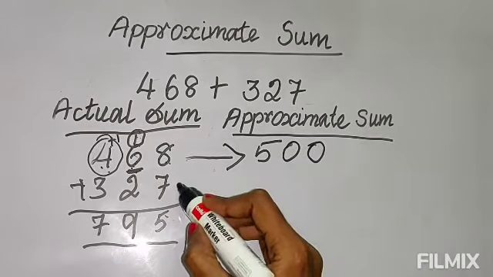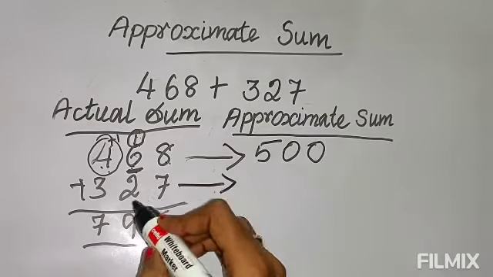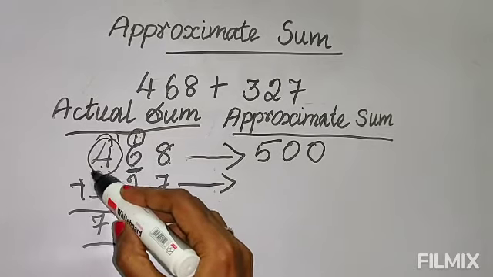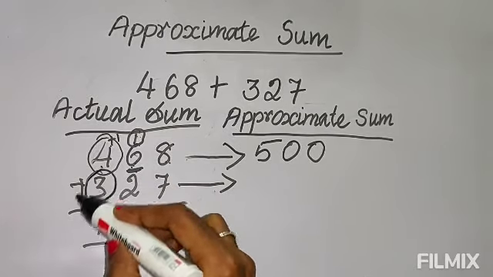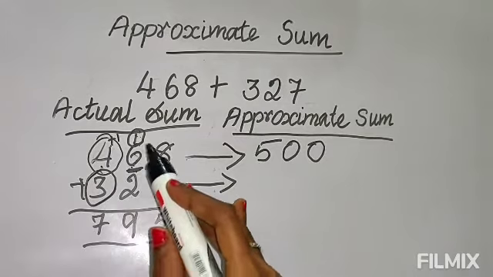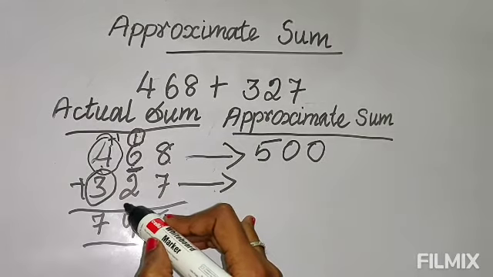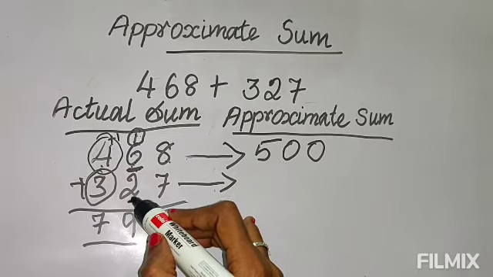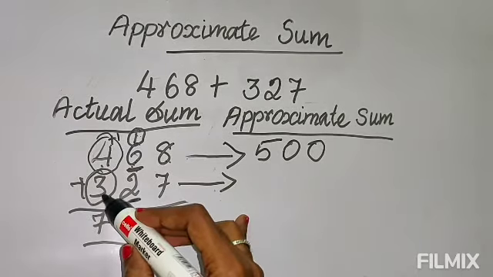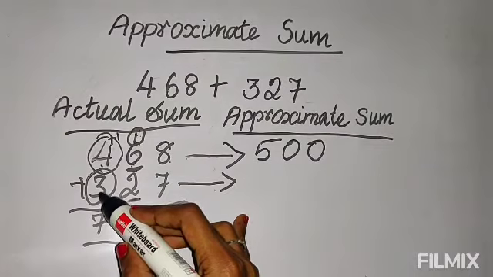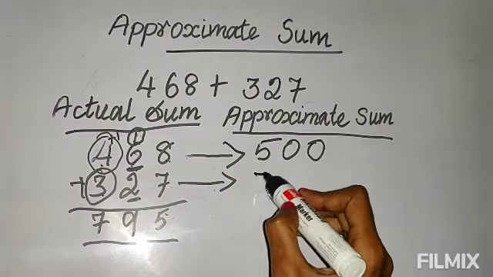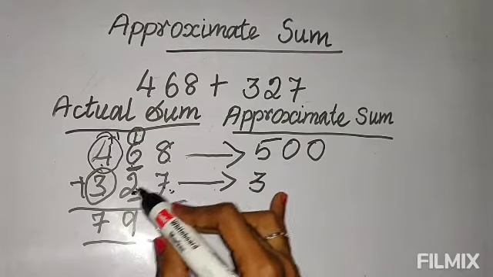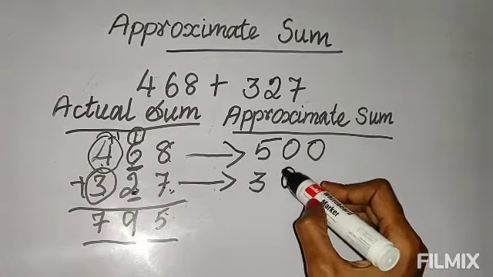Now let's round off the next number. This also has 3 digits, so let's round off to the nearest 100. In the hundreds place, 3 is there, and we have to observe the number on the right side. The next number is 2, and this is smaller than 5. If it is smaller than 5, then we don't add anything. We write this number as it is. So this 3 we write as it is, and the right side numbers become 0. There are 2 digits on the right side, so they will be 0.